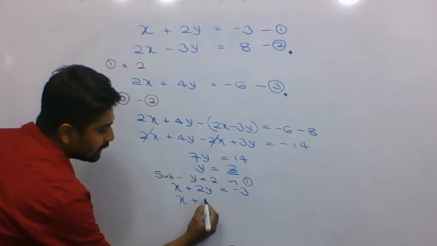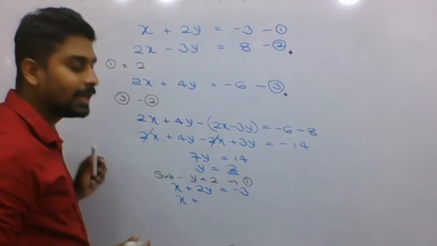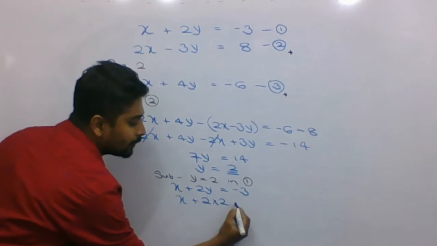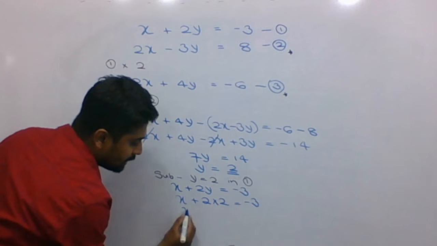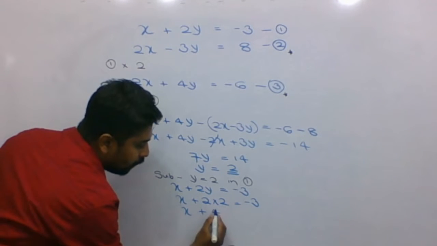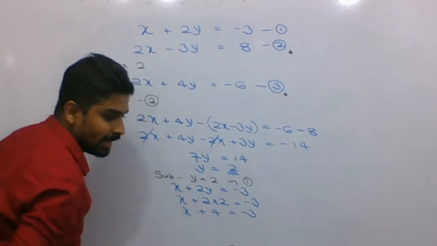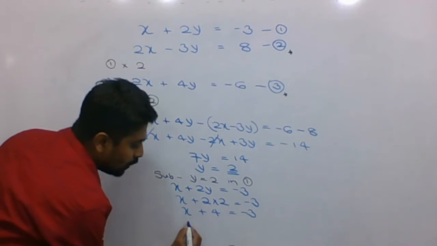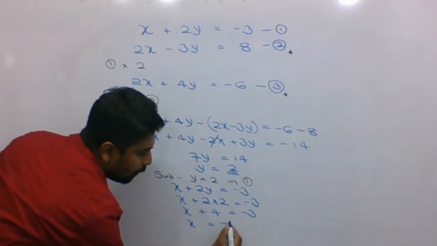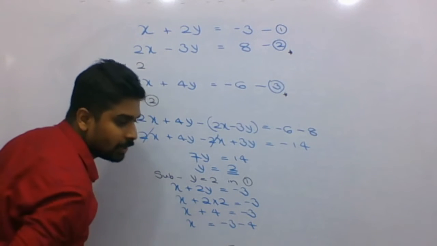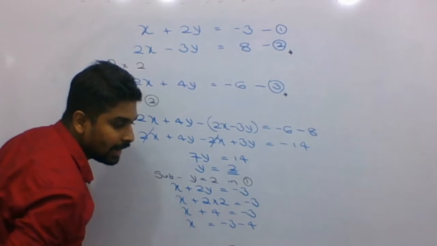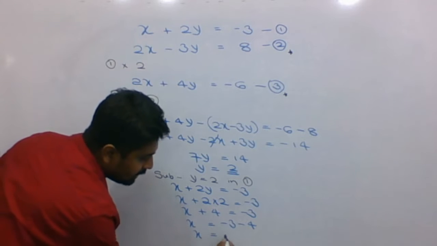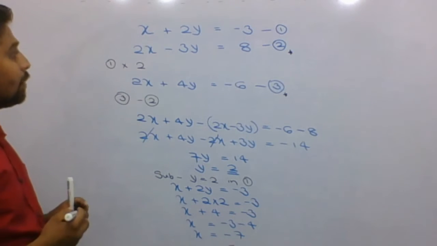Now we know y equal 2. So x plus 2y means 2 into y. So we multiply 2, and in place of y we put 2, because we found y equal 2. Equal minus 3. Then x plus 4 equal minus 3. x plus 4 equal what? It is equal minus 3. Then x equal minus 3 minus 4. Right? So then the final value is what? x equal minus 7.